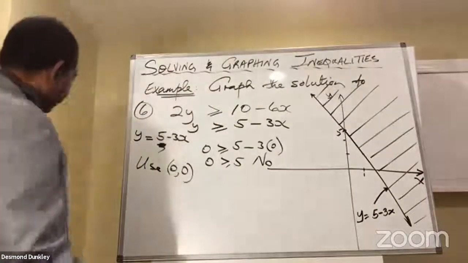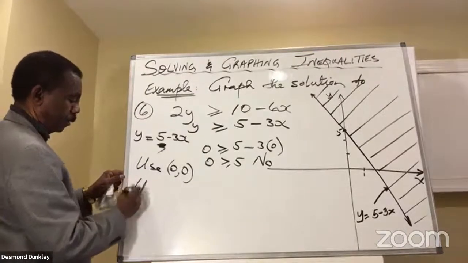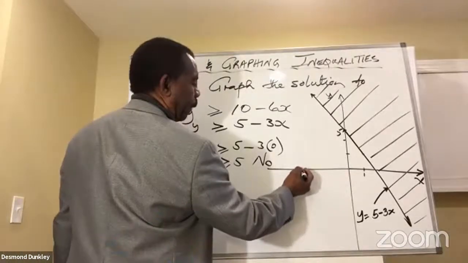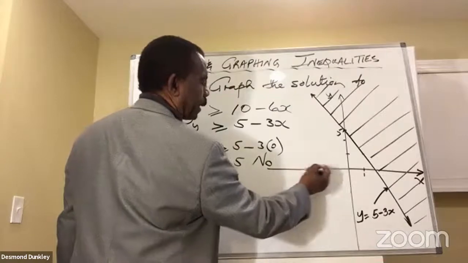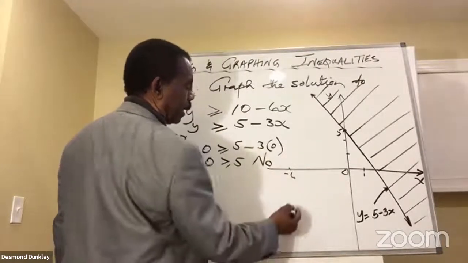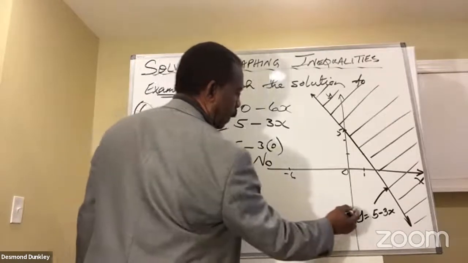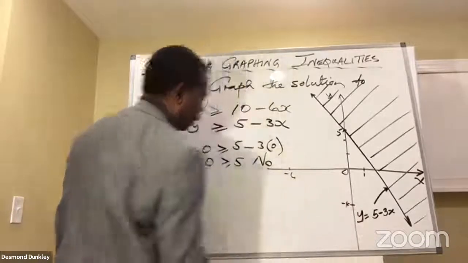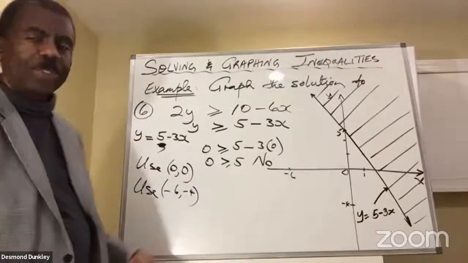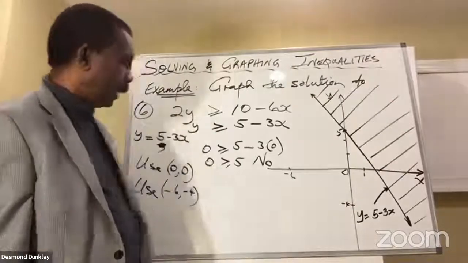Let's try another one. Well, I could go over here and take a point, say negative 6 and negative 4. Let's try negative 6, negative 4. That should not work, because it's in this area, which is clear. Let's see if that's true.